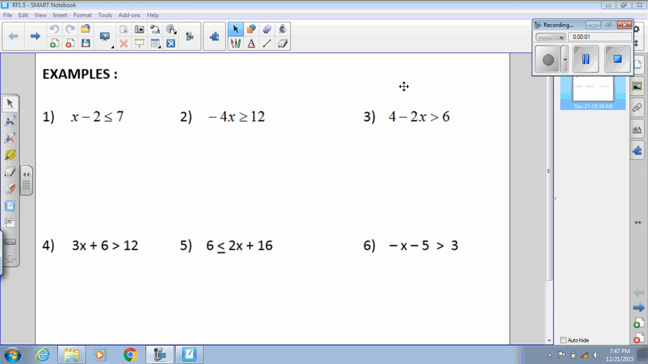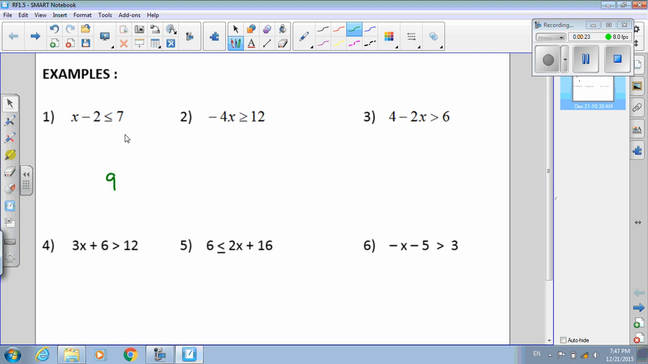Now we will be looking at solving inequalities. Same idea as solving equalities, however, with some exceptions. So the first one is pretty straightforward. It's what number minus 2 is less than or equal to 7. You could just readily see that what number minus 2 gives me 7. So 9 is your answer.